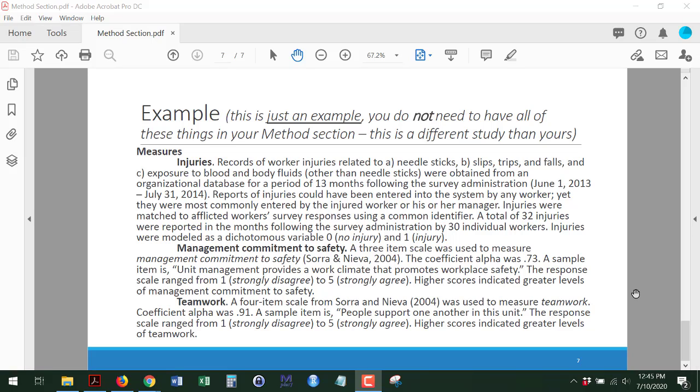I provided the reference, Zohar and Luria in 2004. I provided the coefficient alpha, which was 0.73. I provided a sample item, which is "Unit management provides a work climate that promotes workplace safety." I provided the response scale, which ranged from 1, strongly disagree, to 5, strongly agree. And I stated that higher scores indicated greater levels of management commitment to safety. And remember that that's very important. You always want your variables to have higher scores indicating more of something.